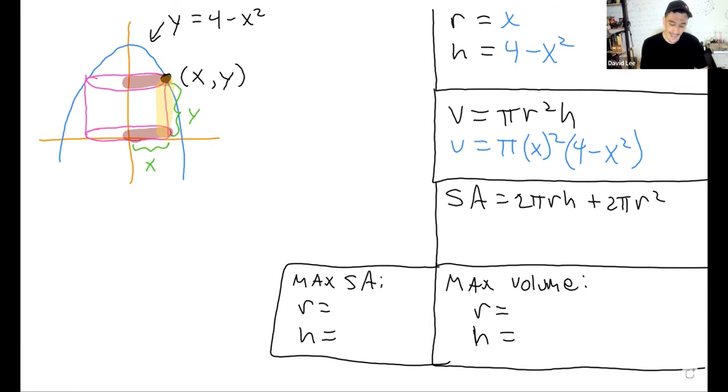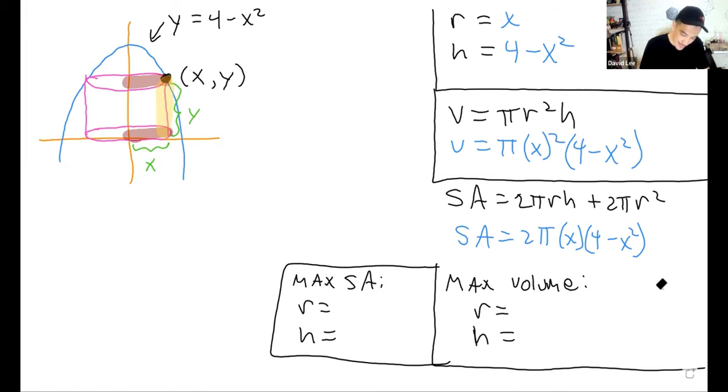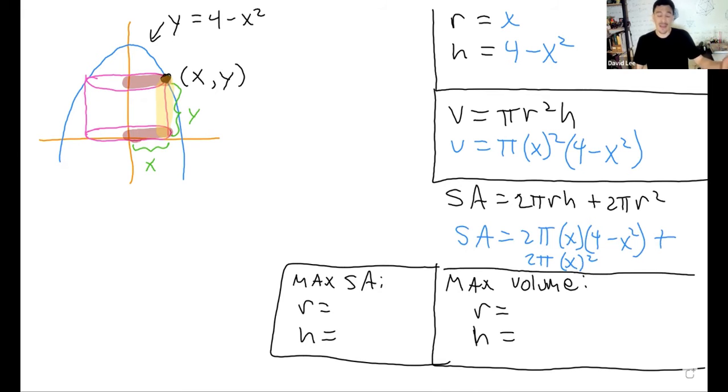And so now we have the surface area is 2 pi R, and then H is 4 minus X squared. And that would actually be plus, I ran out of space here, but plus 2 pi R squared, right? That would be the formula for the surface area when you plug in the R and H in terms of X. Now, to finish this video, we can find the maximum volume and the maximum surface area.